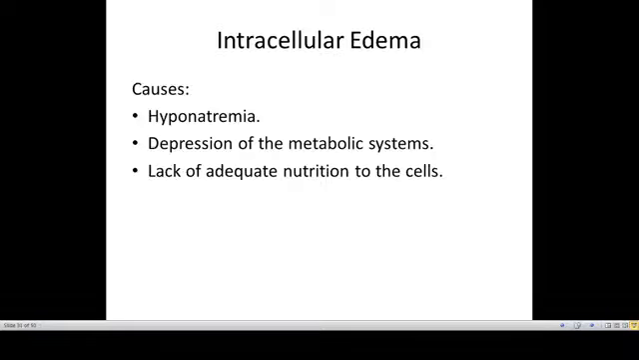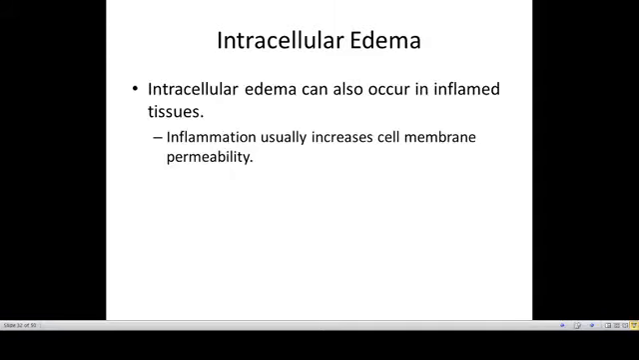The causes of intracellular edema include hyponatremia, as we just discussed, depression of the metabolic systems, and lack of adequate nutrition to the cells. In addition, intracellular edema can also occur in inflamed tissues. Inflammation usually increases cell membrane permeability.